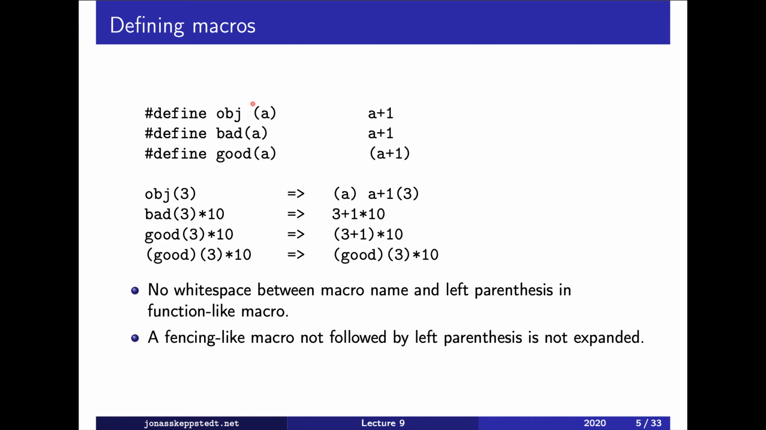Okay, so let's see what happens when we use this. If we have obj, then this obj is replaced with what was to the right of this identifier. So the compiler, or actually the preprocessor, will just copy this and paste it here, almost exactly.